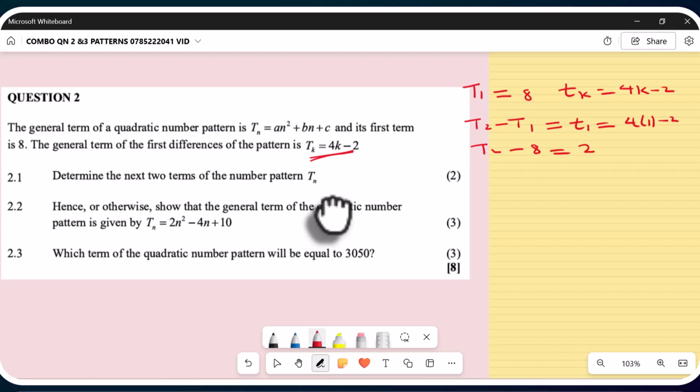After getting a and b, to get our c, we say a plus b plus c equals t1, which was given as 8. But because we know a is 2 and b is -4, we can get our c now by equating to 8, isn't it? So now tell me somebody, what is 2 minus 4? I get -2. So 2 plus 8 gives us c as 10. So our c equals 10 here. Our c is 10, and that is what they want us to show.